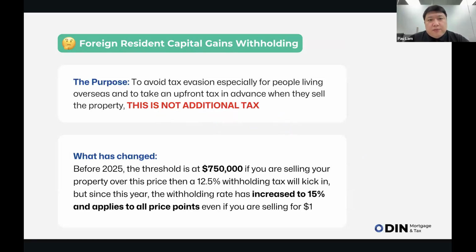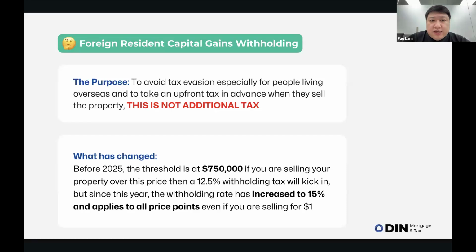The purpose of the ATO bringing this in is based on history: for people living outside of Australia, there have been cases where they don't pay their tax in Australia. They sell the property and just go. You can imagine it's very hard for the government to track down someone living overseas. So the purpose is to avoid tax evasion by people living overseas.